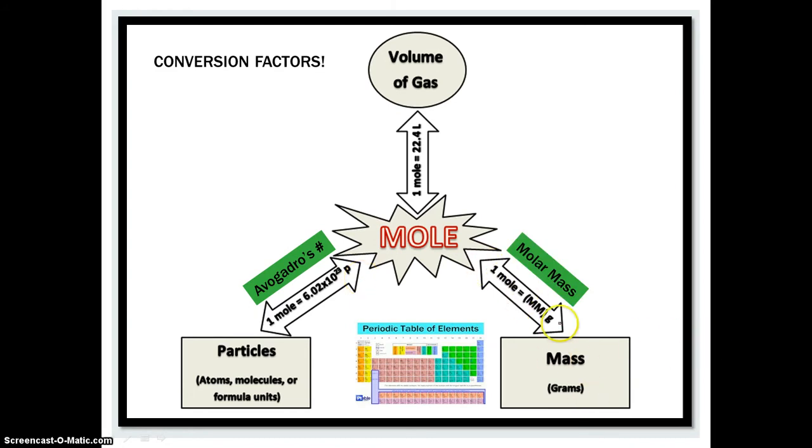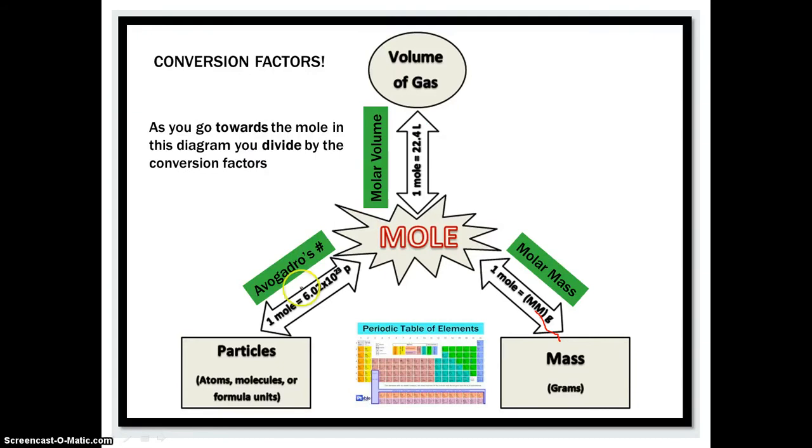Mass, the conversion factor is molar mass, and we just learned how to figure that out. If it's an element, it comes directly from the periodic table. If it's a compound, it comes from adding up the elements on the periodic table. And finally, lesser used but still important is volume. It's only volume of a gas we can convert, where 1 mole equals 22.4 liters per volume of a gas.